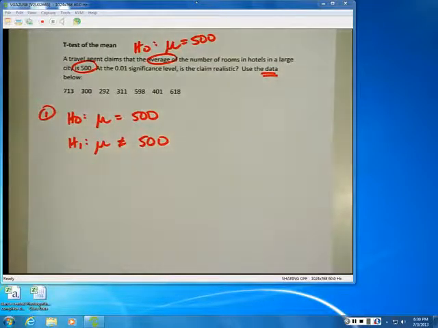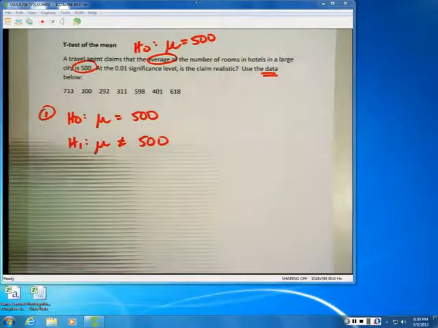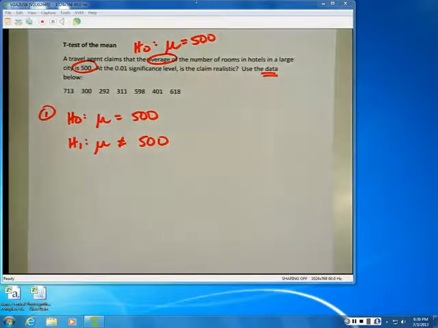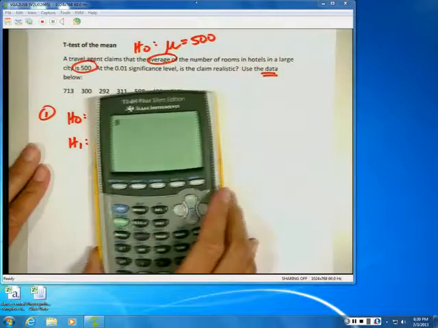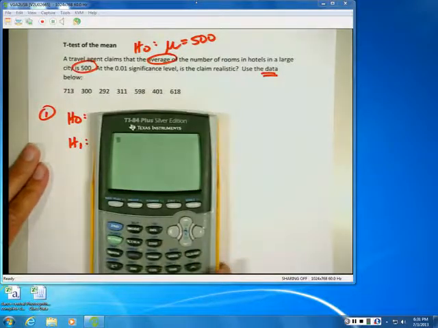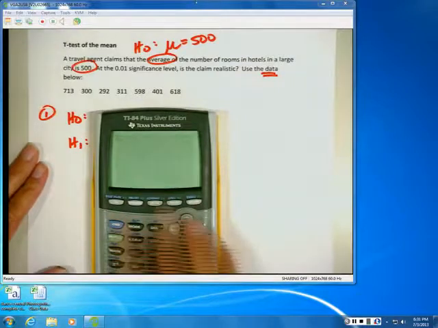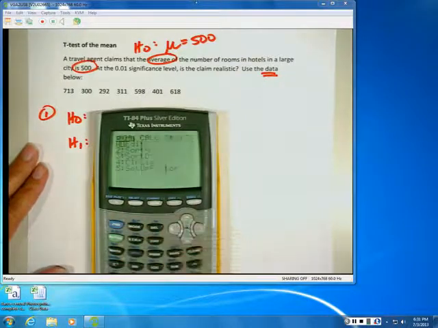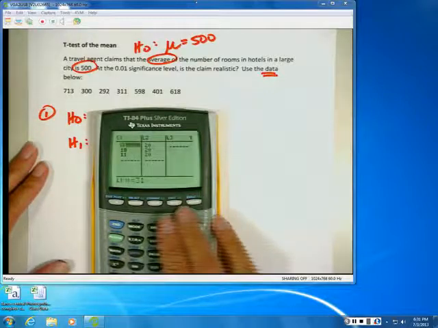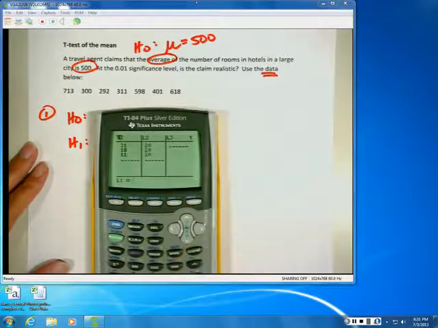I'm going to actually use the calculator I was just using, I think this one. Let me see. So here's the one I was just using. So I'm going to turn it on, and I'm going to go to Stat and Edit, and let's put our data into L1. I'm going to hit Clear and then Enter to clear that list, and I'm going to type this in: 713, 300, 292, 311, 598, 401, 618. I'm going to quit.